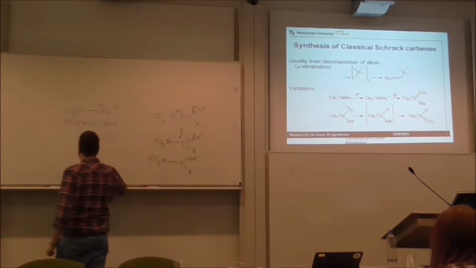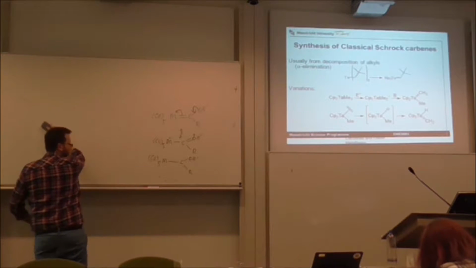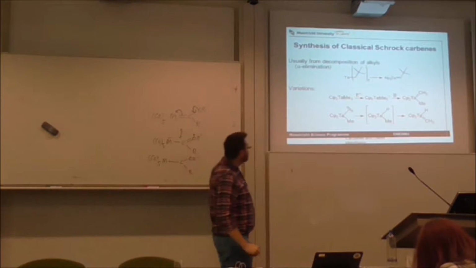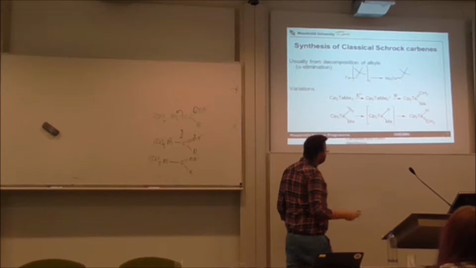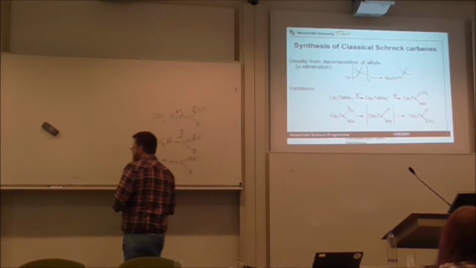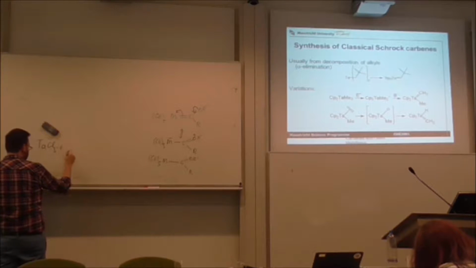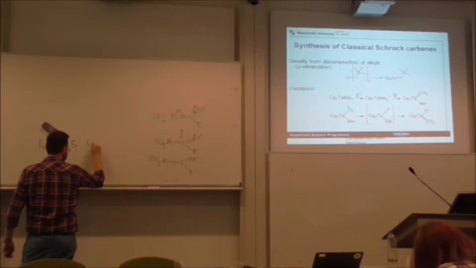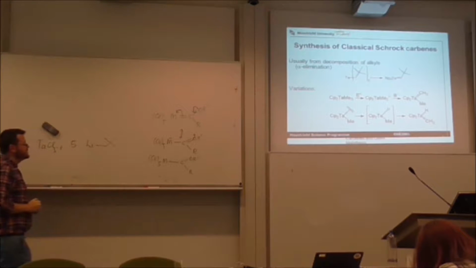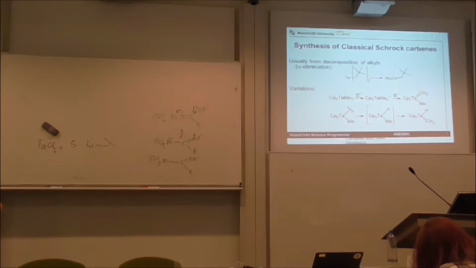The synthesis of a classic Schrock carbene is shown there. We have the reaction of, in fact, tantalum. Basically what you do is you take tantalum pentachloride and you react it with 5 molar equivalents of lithium neopentyl, we call that. It's an organolithium reagent. This morning we were discussing that. What's going to happen if you do this reaction?